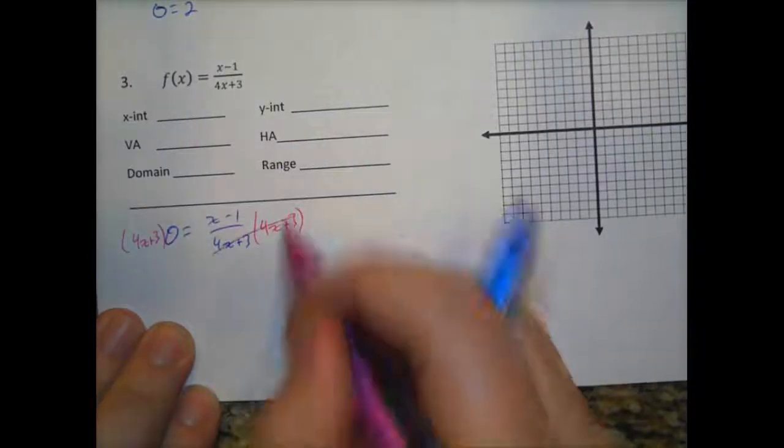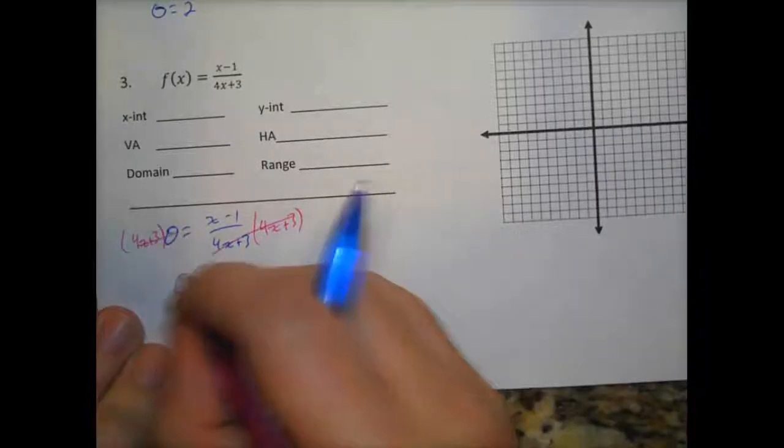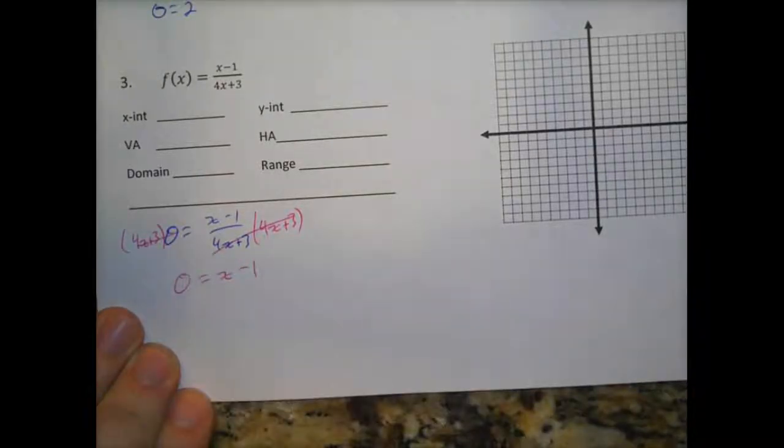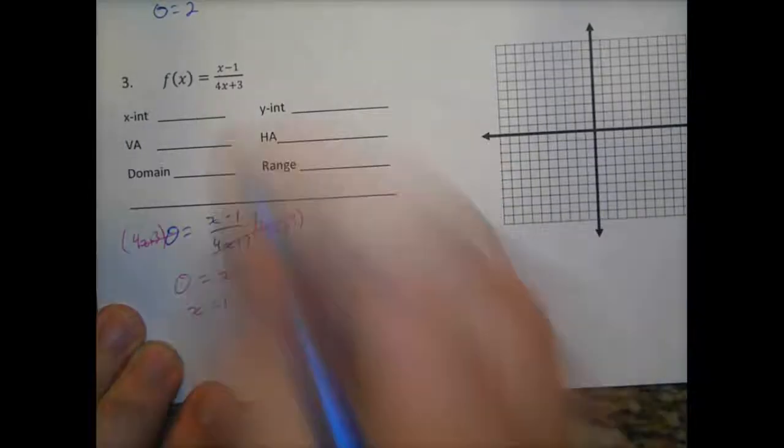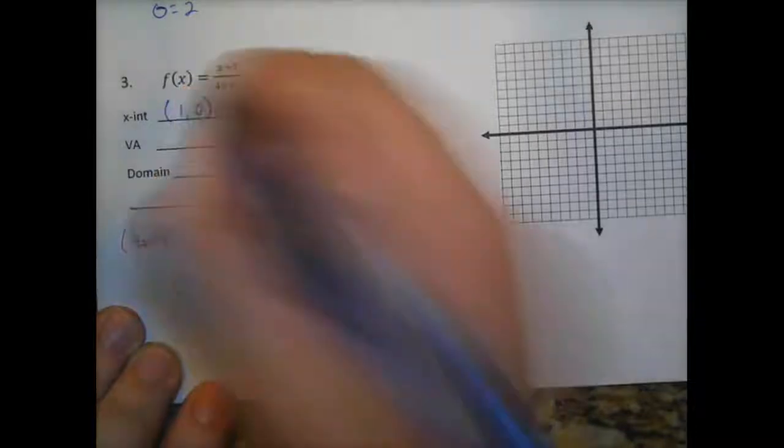So that those divide, that makes 0. So I have 0 equals x minus 1. I can add the 1 to the other side, so x equals 1. Yeah! We actually have an x-intercept in this one. We have the x-intercept of (1, 0).